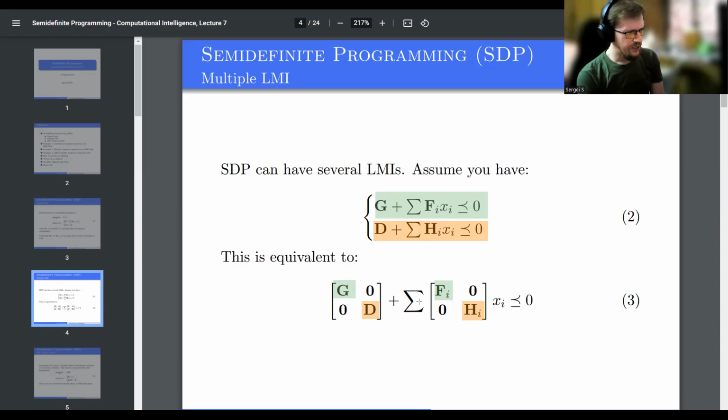By the way, is this correct? Yeah, this is correct. Why is this correct? It was because this xi here is actually a scalar. That's why it is correct. It wouldn't work if xi was like a vector or something, but since it is a scalar, all of this works.